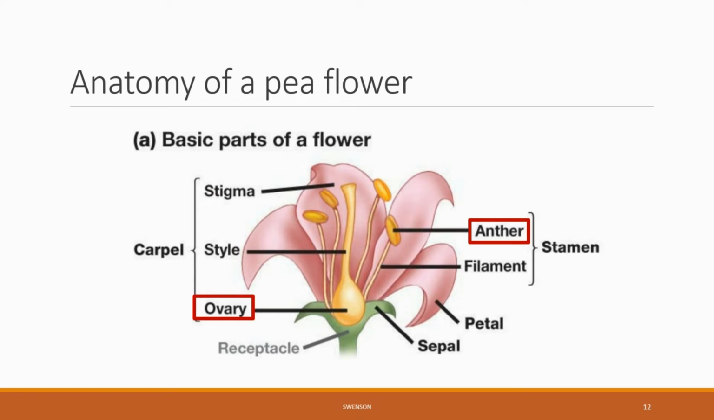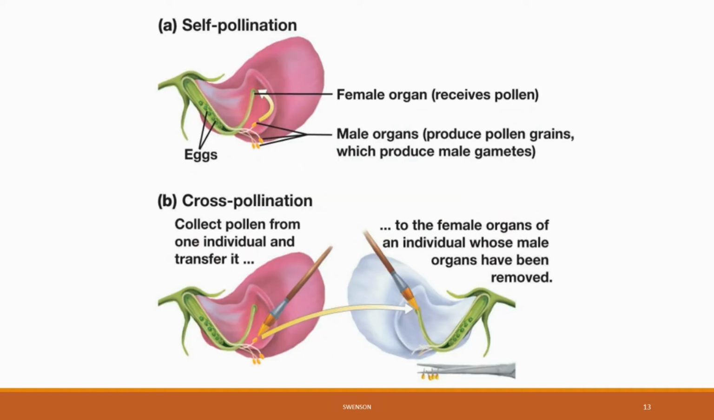Here's an illustration of a pea flower. Pea flowers have both male and female parts in the same flower. We can see the male portion as the stamen, the anther contains the male gametes that we refer to as pollen. That pollen can then be delivered to the carpel, which is the female portion. The carpel is made up of the stigma, style, and ovary. The ovary is the location that harbors the female gametes.